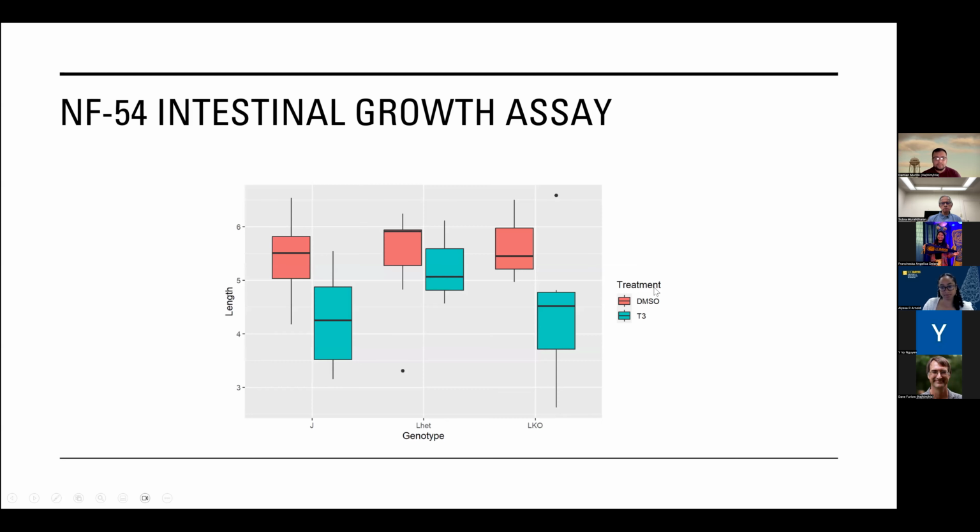without the receptor, you can't respond to T3 very well. And so with the NF54 assay, we went ahead and measured intestinal length. And this is actually data I just finished polishing this morning, so this is also new to Dave, my PI.